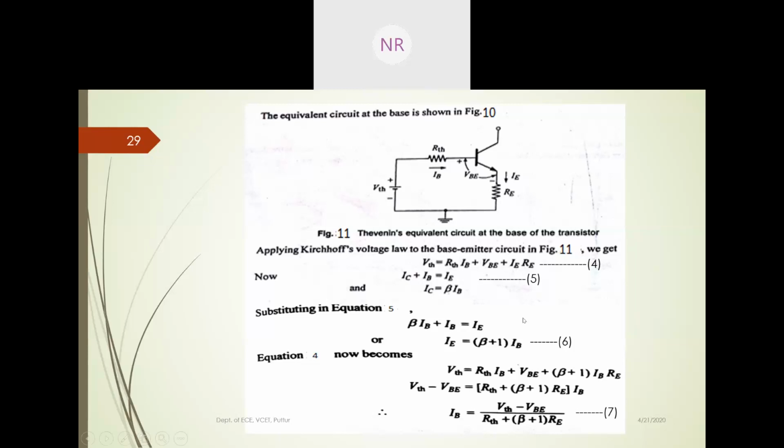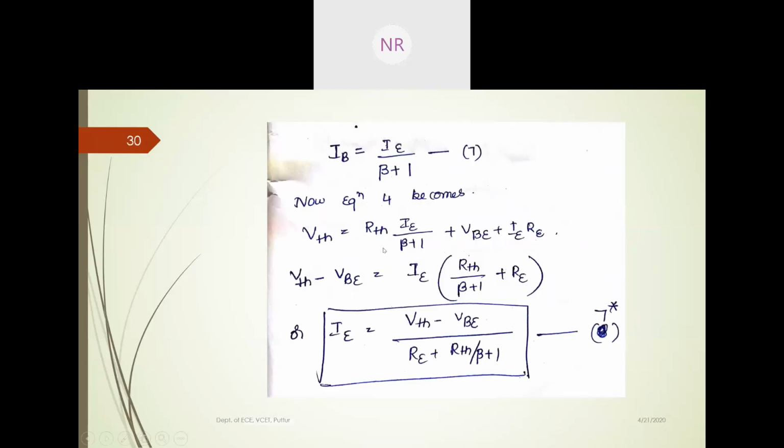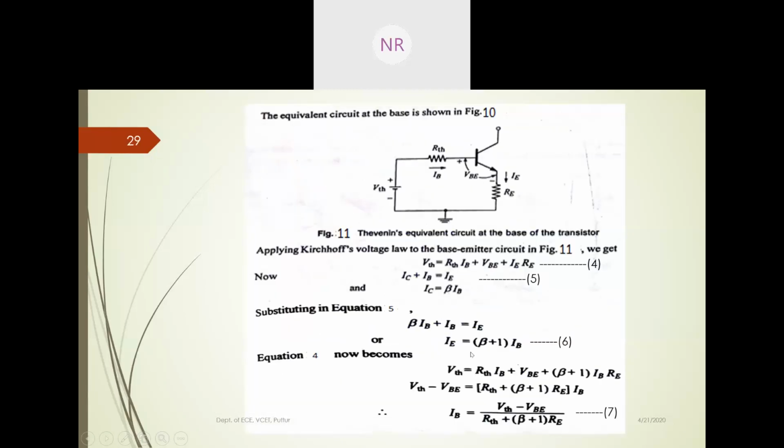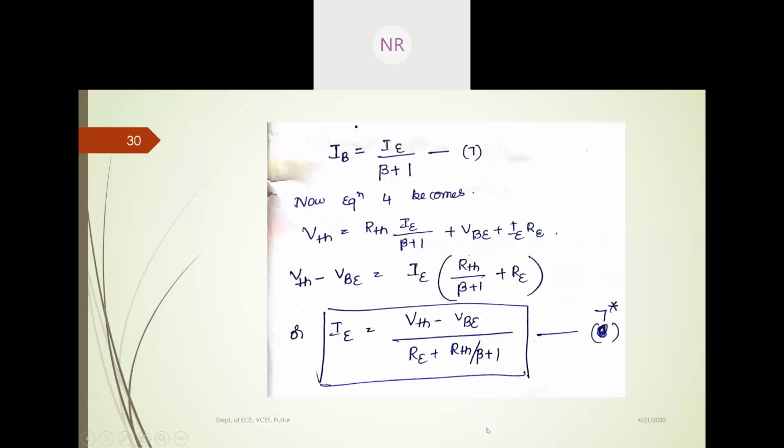Next is IE. If you remember the IB equation, IE is similar to that: VTH minus VBE divided by RE plus RTH divided by beta plus 1. Here IB has RTH plus beta plus 1 into RE in the denominator, whereas IE is nothing but RE plus RTH divided by beta plus 1.